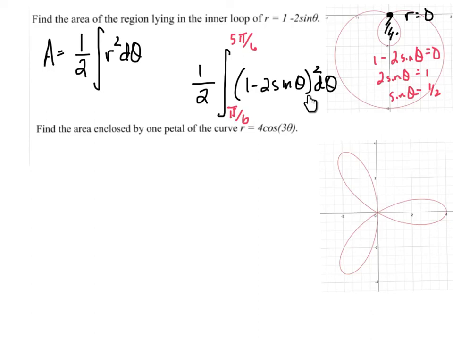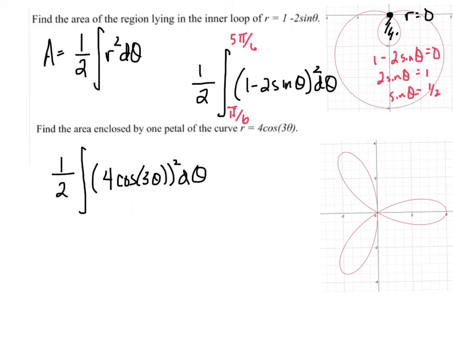Okay. Well, again, I always just start with 1/2 integral of r squared. Don't forget that formula. That's so important, okay? Now, you'll notice that one petal starts at 0, that's what we need to enclose, and at that point r is 0. So let's again start by just saying, okay, 4 cosine of 3 theta is 0. Well, that means the cosine of 3 theta is 0.